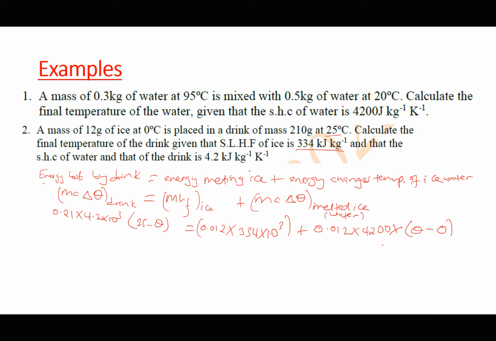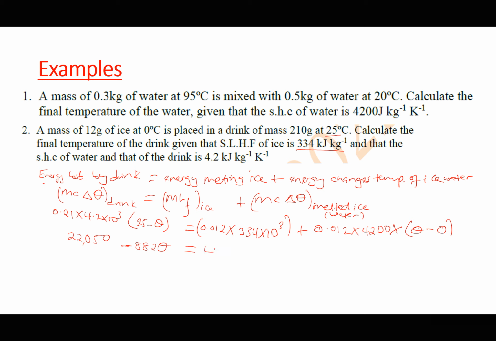PCB students, anyway, let me do this for PCBs because they always find challenges in simplifying. So I have 0.21 times 4.2 times 10 power 3 times, so I have minus 882 theta. I'm multiplying that times 25. So this will be 22050 minus 882 theta is going to be equal to 0.012 times 334 times 10 power 3.